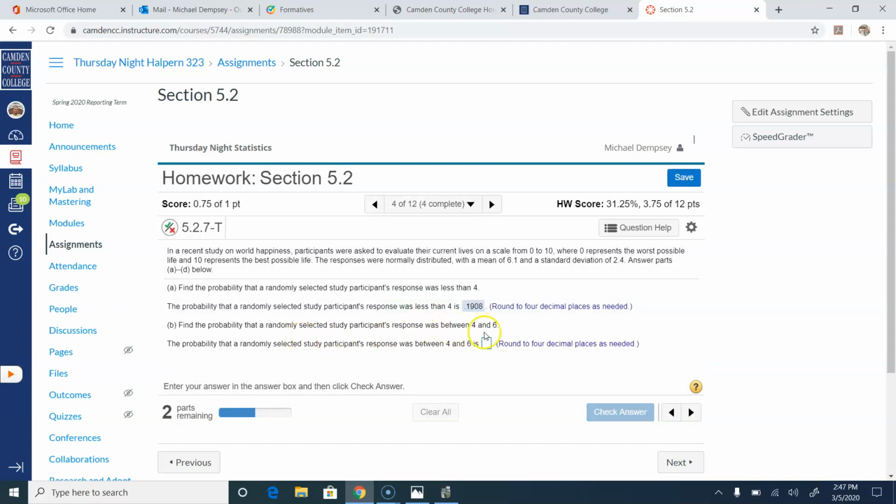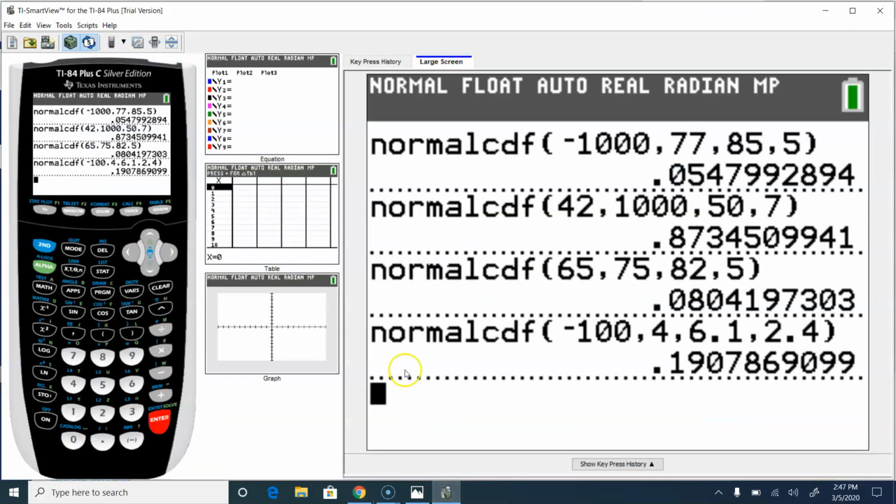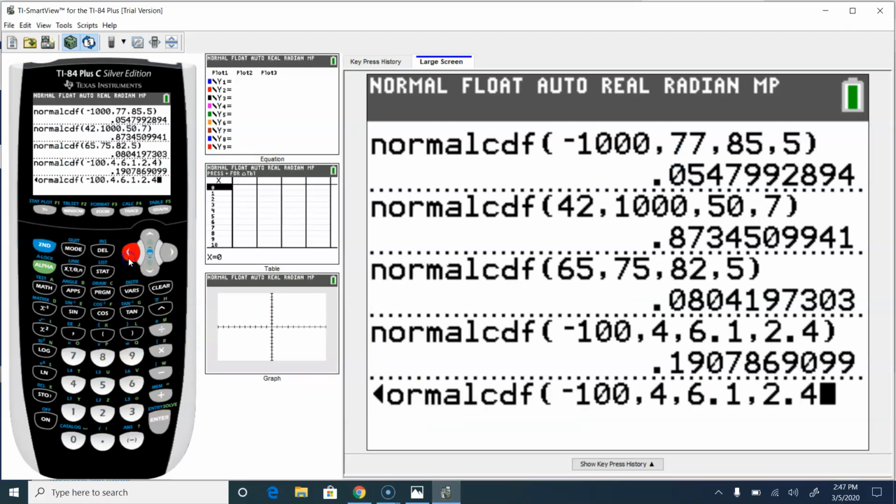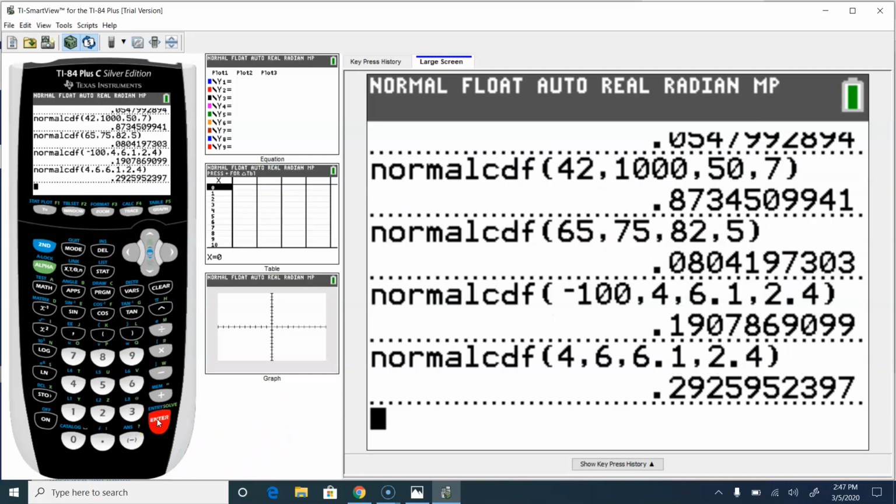What's the probability it's between 4 and 6? So the nice thing here is I don't have to change my mean and standard deviation. I just go back to second enter and just change my lower limit and my upper limit. This is asking me for the probability that my values live between 4 and 6. So 4 becomes my lower limit. We can delete the stuff we don't need here. And then my upper limit is 6. Same mean, same standard deviation, so I don't change those. 0.2926.